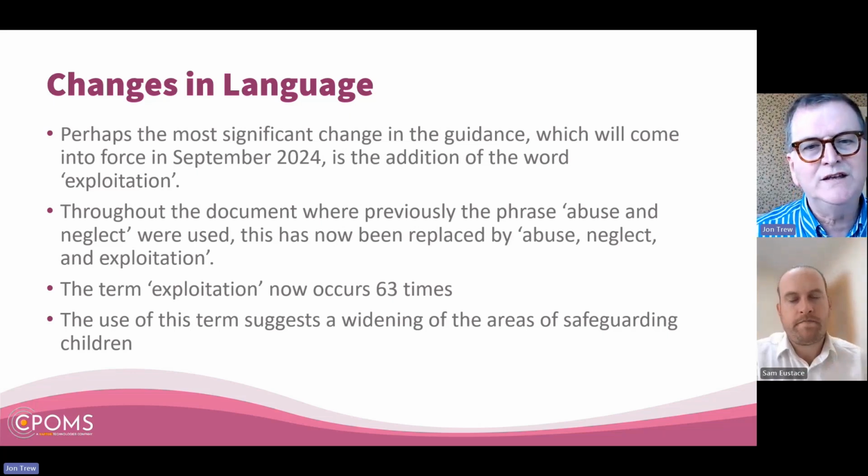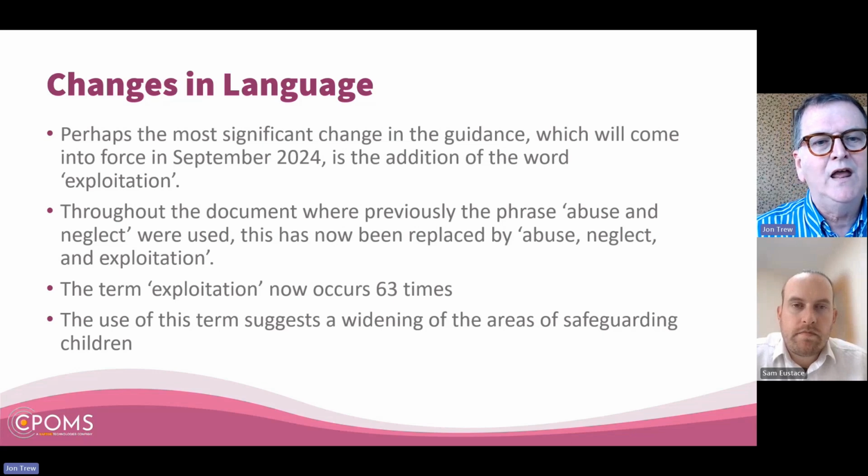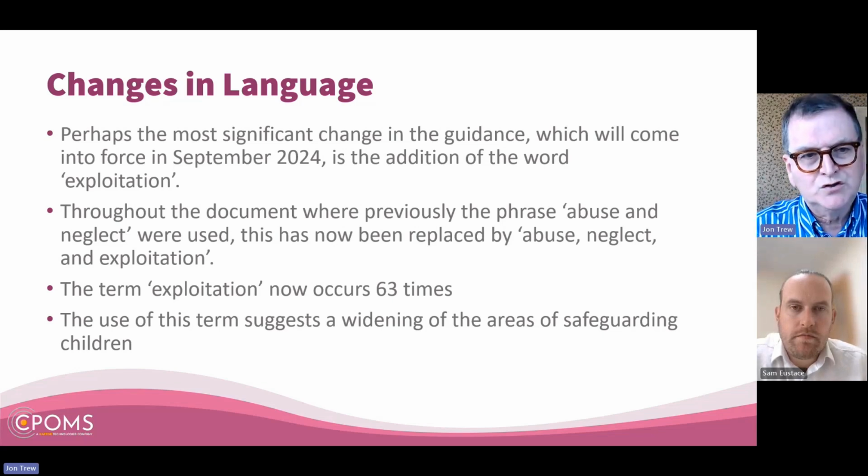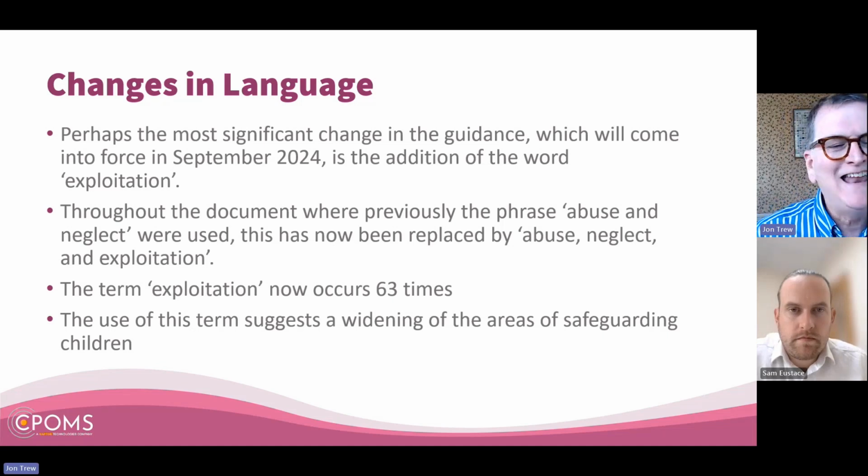And I think this goes in line with that idea of seeing that the abuse of children, about keeping children safe, is no longer confined to school and home, that there can be abuse, neglect and exploitation outside the home, particularly around criminal exploitation and sexual exploitation. The word exploitation now occurs in the document 63 times. And it suggests a widening of the areas of safeguarding children.